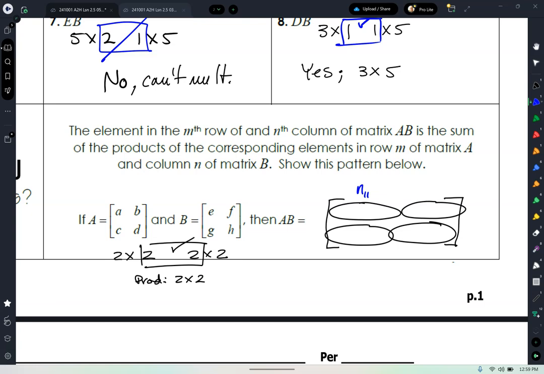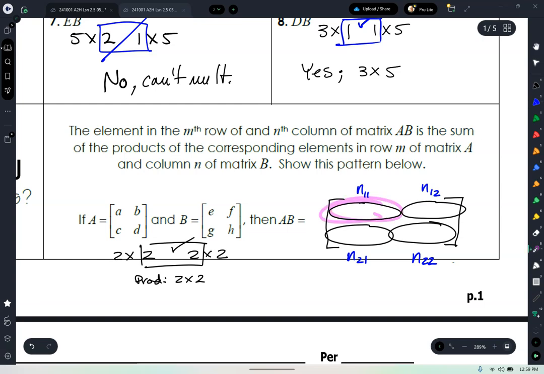Right? Row 1, column 1, yeah? And this is going to be N what? N 1, 2, right? Row 1, column 2. And this is going to be N 2, 1, right? Second row, first column. And then this will be N 2, 2. Great. Okay.